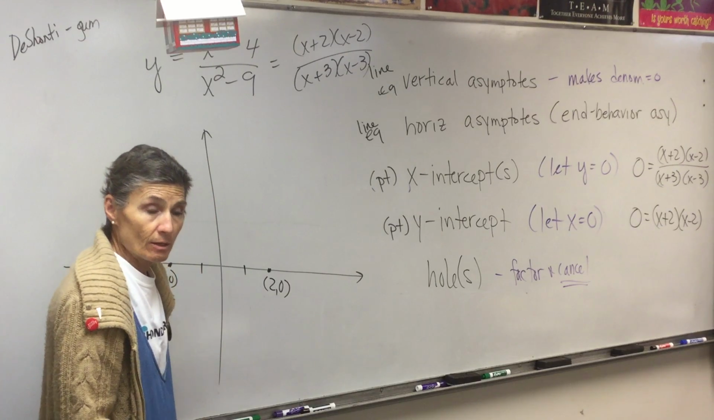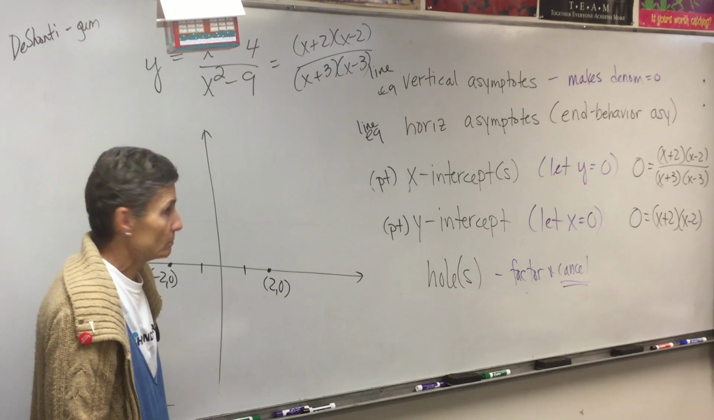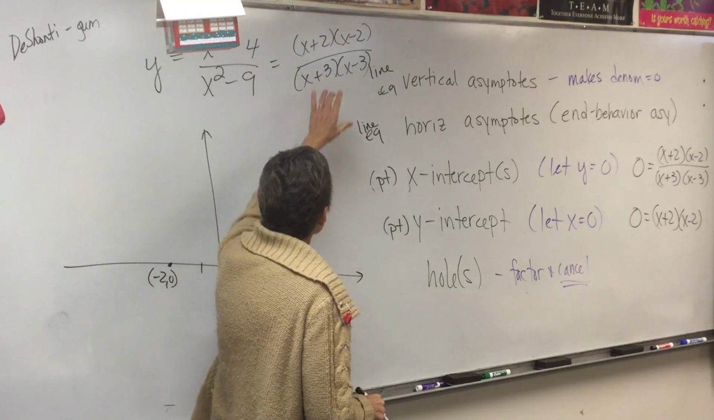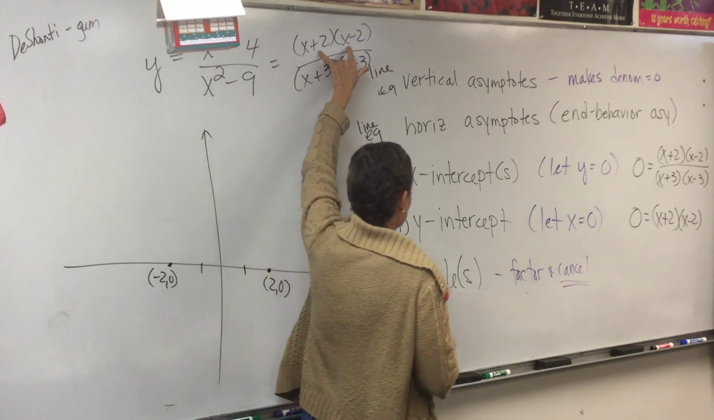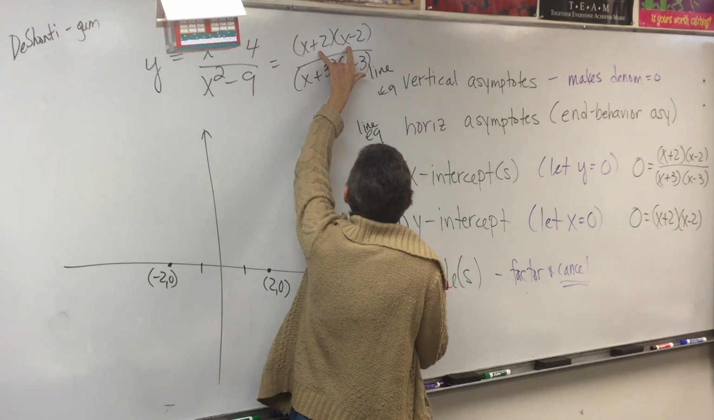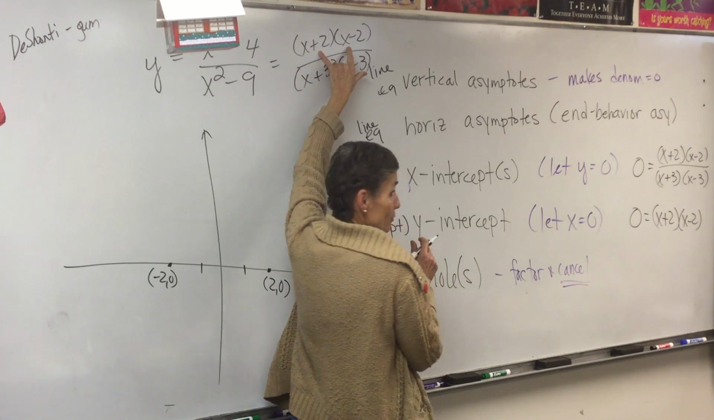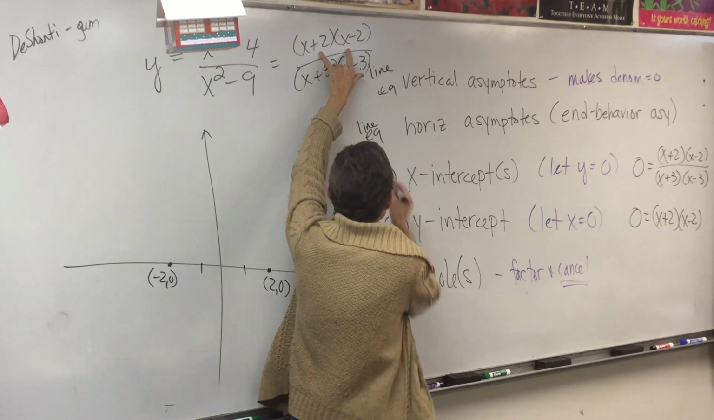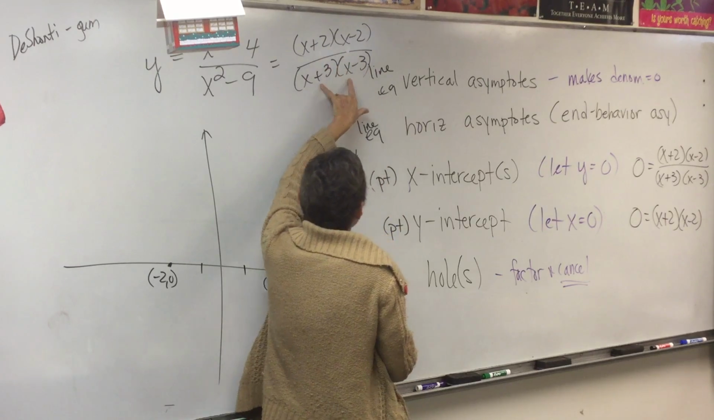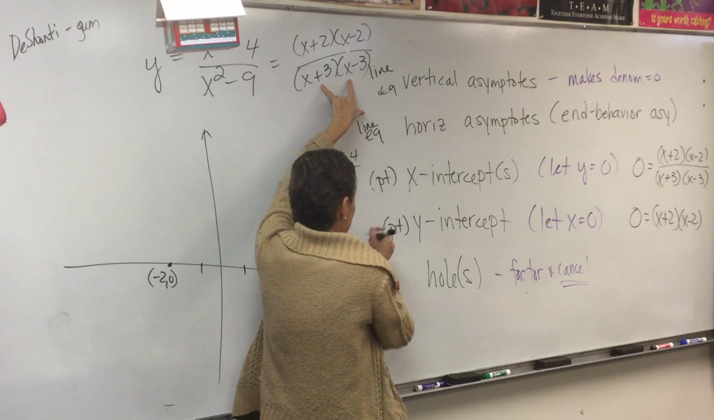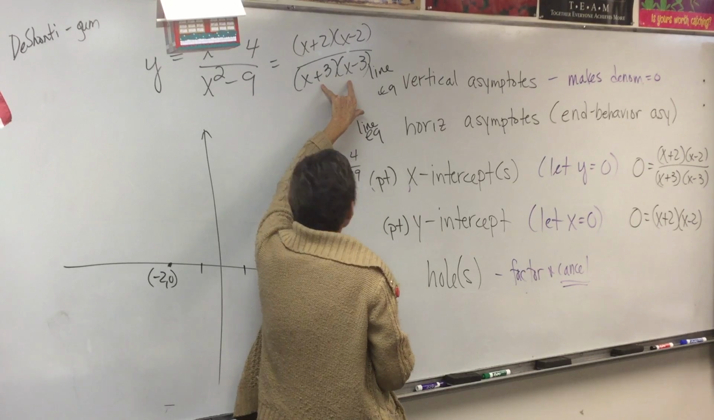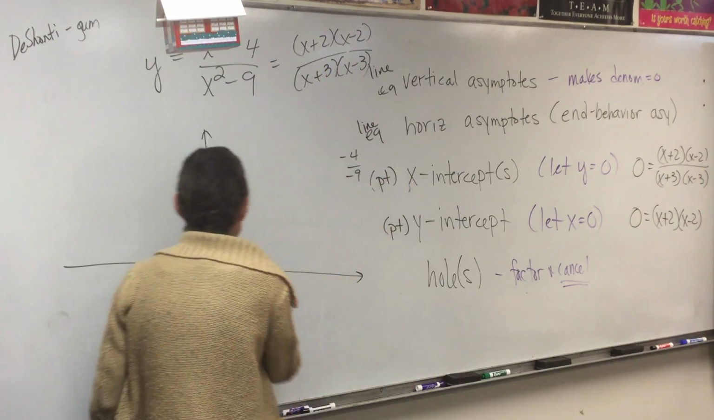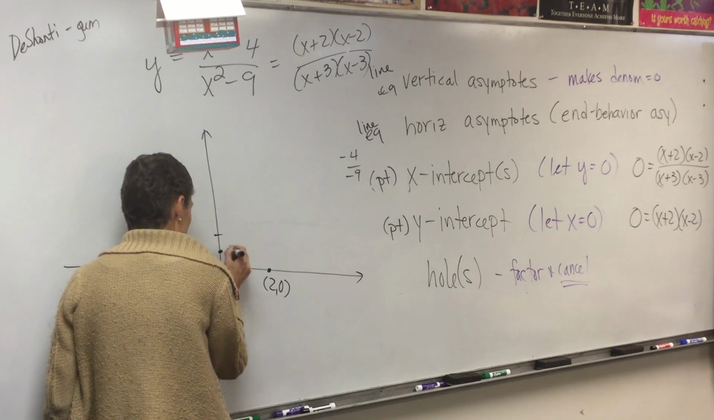0, 0. What's 0, 0? Y-intercept? No, my y-intercept wouldn't be 0, 0. If I put 0 in, what do I have on the top? 2 times negative 2, so it'd be negative 4. And what do I have on the bottom? Negative 9. These factors are times each other. So my y-intercept is at 4 ninths.